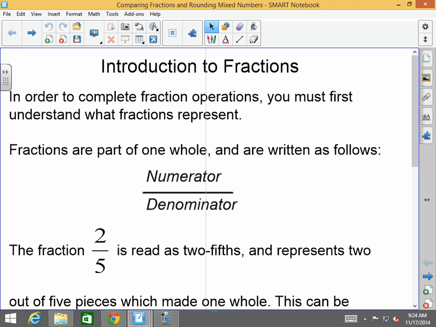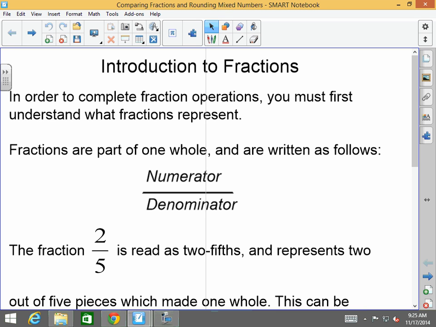Welcome back to Mr. Morrell's intensive math class. Today we're going to start talking about fractions. In particular, we're going to learn how to compare fractions and round mixed numbers. But before we can do any of that, I want to introduce you to fractions properly, and I really want you to understand what fractions are. Because in order to complete fraction operations, you must first understand what fractions represent.